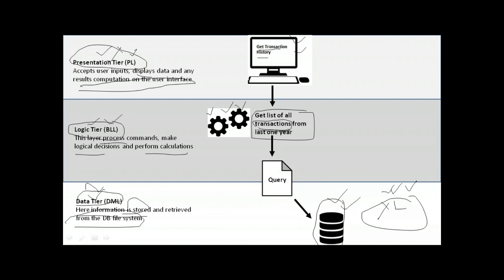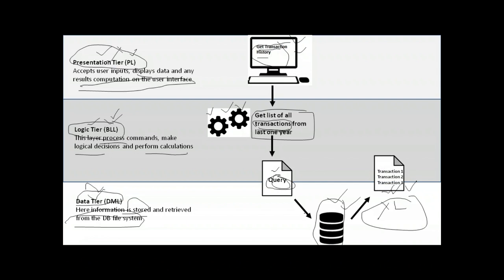Now let's see what is happening. From the presentation layer, you said get transaction history, and the logic layer creates a query, saying I want the transactions created by Kumar Gupta from the last 1 year. This business logic layer will create that query, or it is already there, and that query will be fired on the database. Who is creating the query? Not a person standing over there. This business logic.